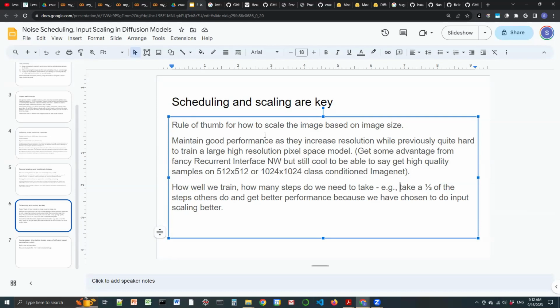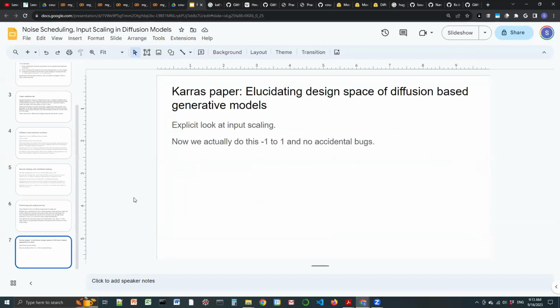And what do we do for that? So besides scheduling and scaling, they showed this recurrent interface network is important, and then they discuss how best to do the sampling. Then we discuss in the next notebook a paper from NVIDIA, which looks at this entire design space, does a very thorough analysis, and comes up with a new set of parameters that really improves the overall process.